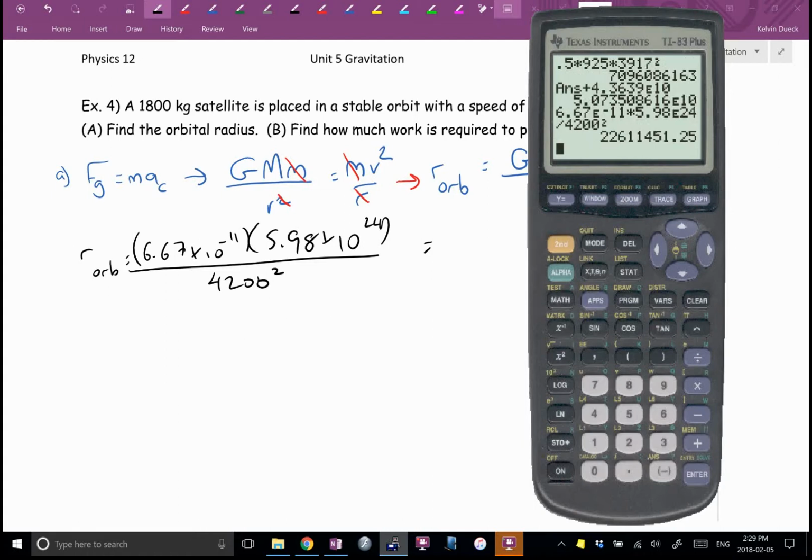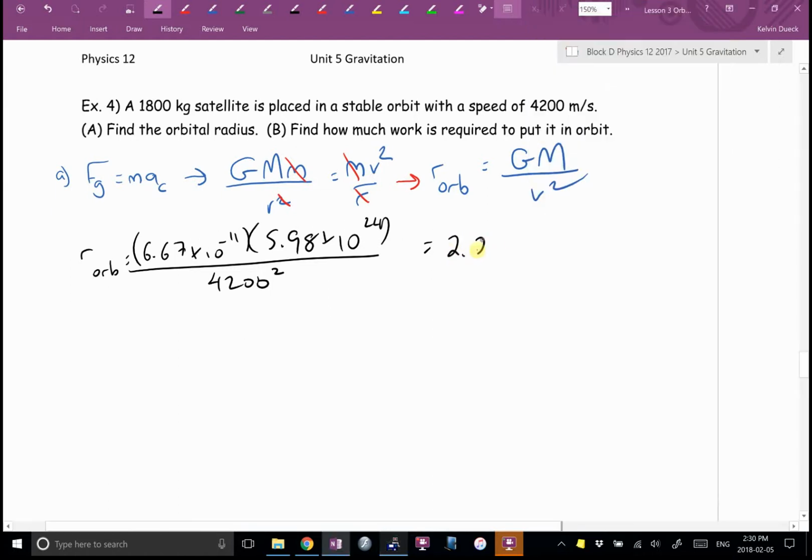You get 22,611,451, and so on. I'm going to go 22,611 times 10 to the 1, 2, 3, 4, 5, 6, 7. So 2.2611 times 10 to the 7th meters. Alrighty.